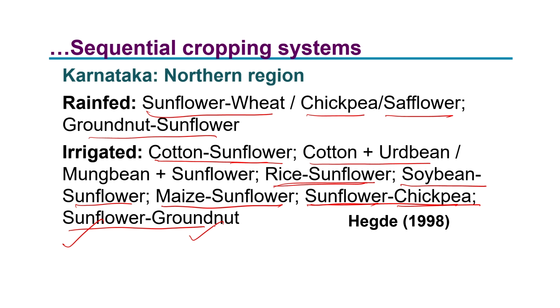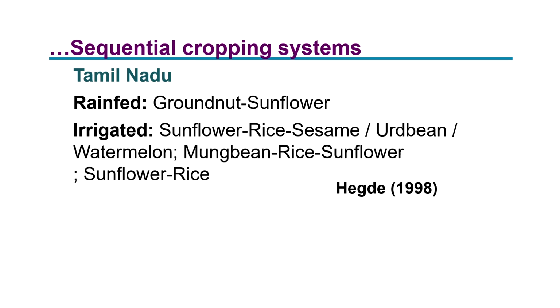So a lot of options are available for sequential cropping systems. Now see what the options are for Tamil Nadu. For example, under rain-fed conditions of Tamil Nadu, groundnut-sunflower is an important cropping system. Here groundnut is taken in Kharif and sunflower is taken in Rabi season.